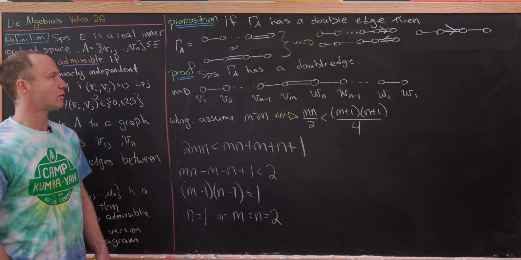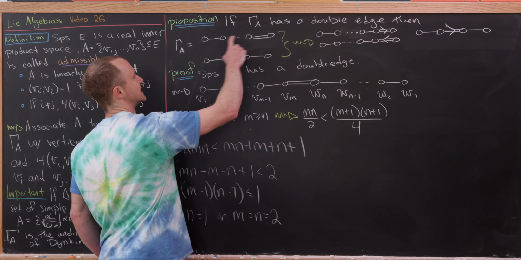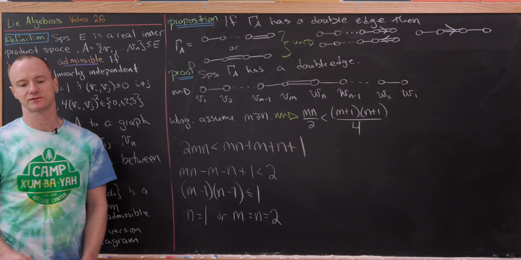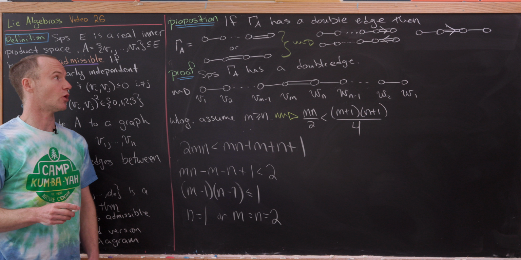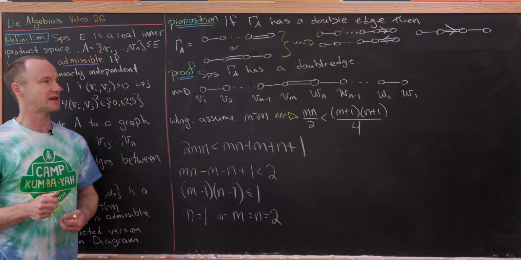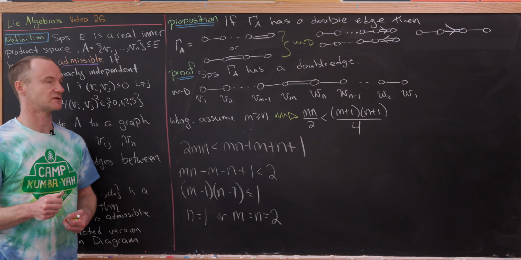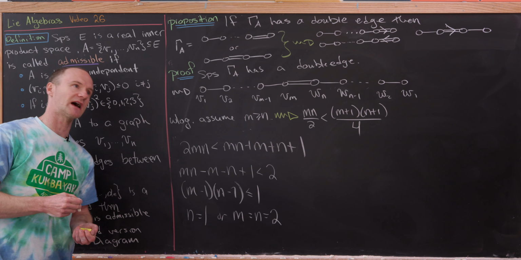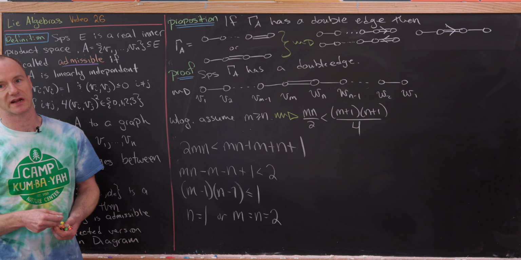Now, if n is equal to 1, then we have this first case up here. If m and n are both 2, then we have this second case right here. Thus, these are the only two possibilities. So now we've really restricted the types of graphs we can have with double edges. Now let's restrict the types of graphs we can have with branched vertices.